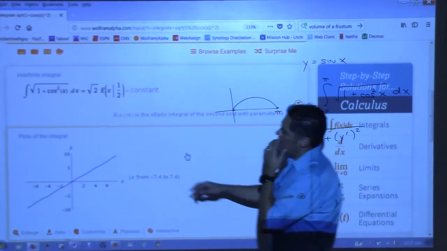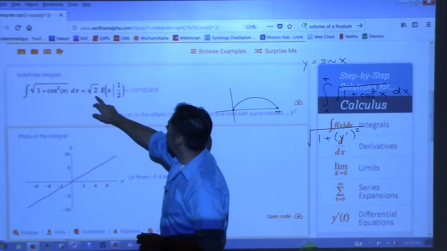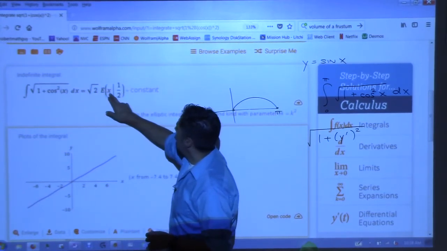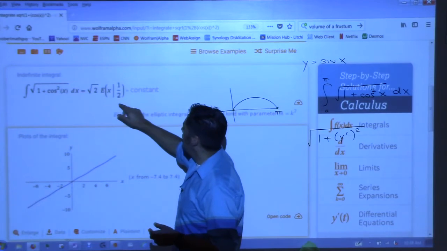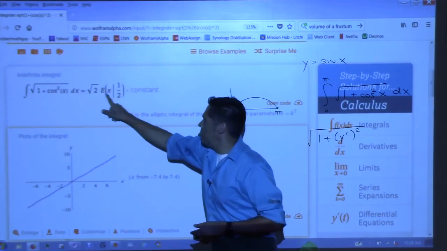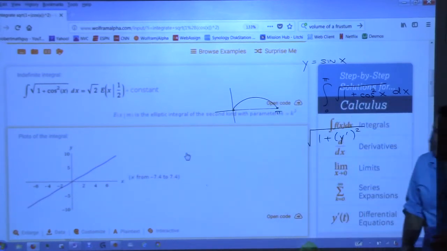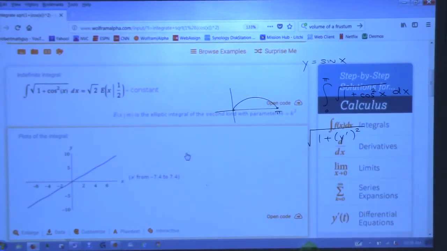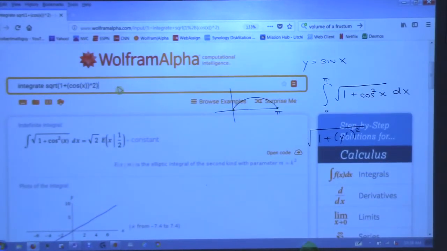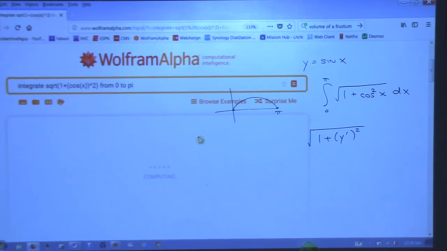So it's giving us that this is equal to root 2 of e given x and 1/2, where e, like what the hell is this? Well, this is the elliptic integral. So this is what we call an error function in mathematics. Don't worry about that, okay? Basically what that's telling you is you can't do it by hand, okay? From 0 to pi. Now if I put actual numbers in there, it's going to give me a numerical answer.